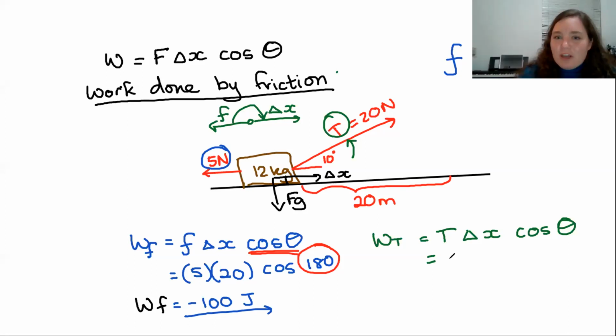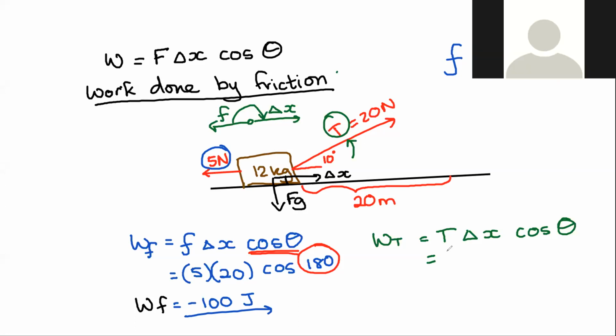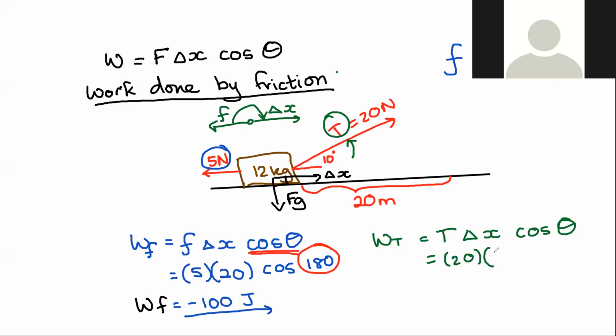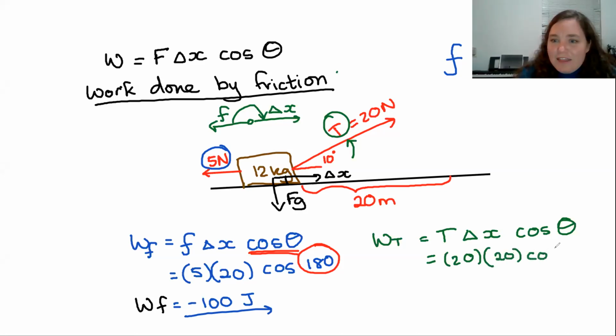Okay, brilliant. So what am I going to plug in for tension? 20 newtons. Good. And my displacement? 20 as well. And then cos of? It would be 10 degrees. Cos of 10. And what's your answer?